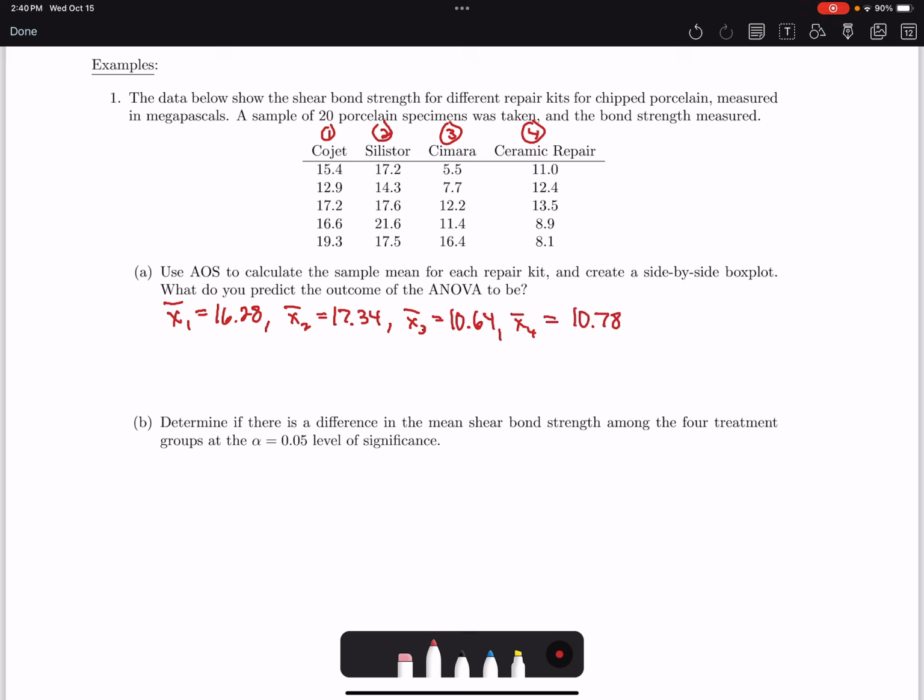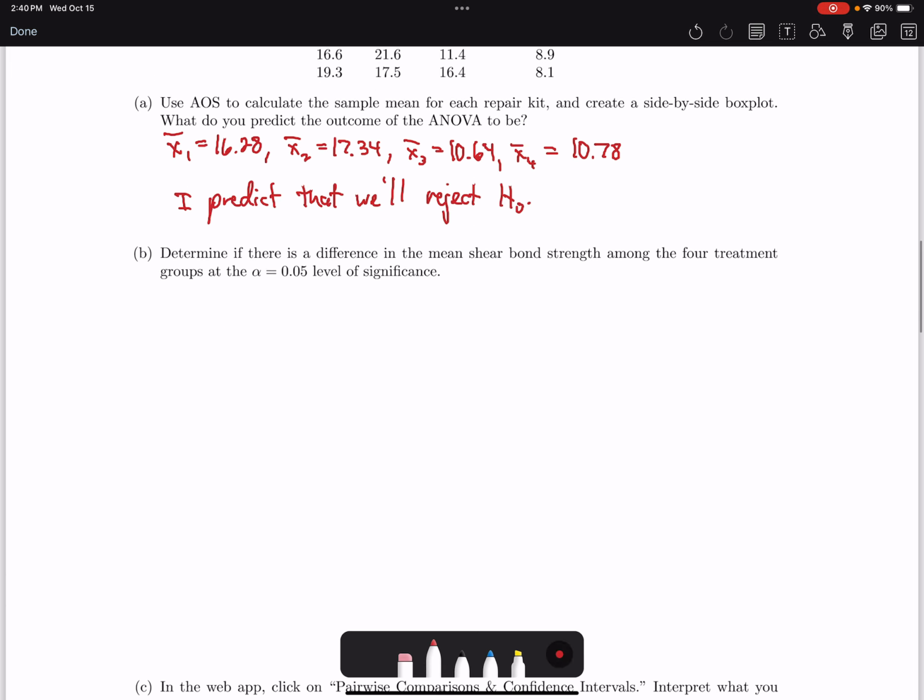Okay, and you can even see in the sample means themselves that there's this pretty large gap between Cojet and Sillistor up top, and then Samara and Ceramic Repair on bottom. So, yeah, my prediction is we'll reject the null. Okay, but to see if we do, we'll run the test.